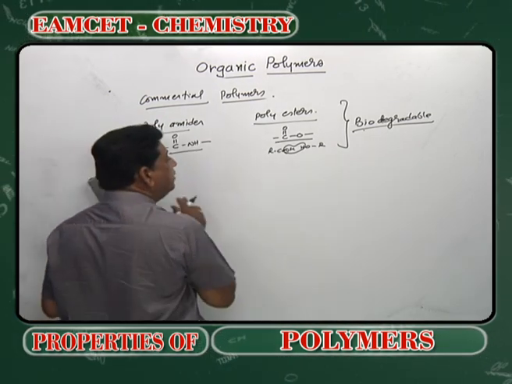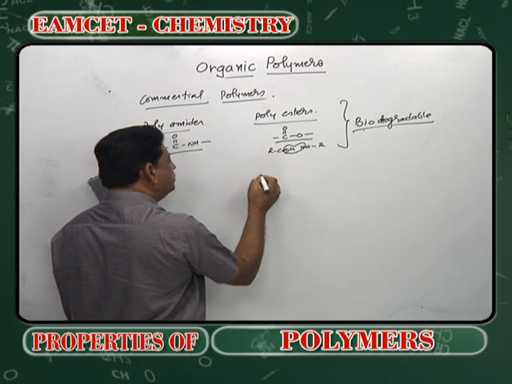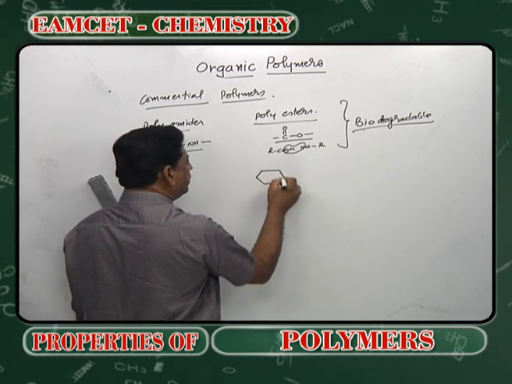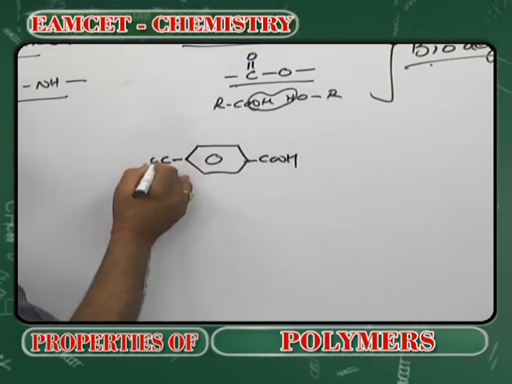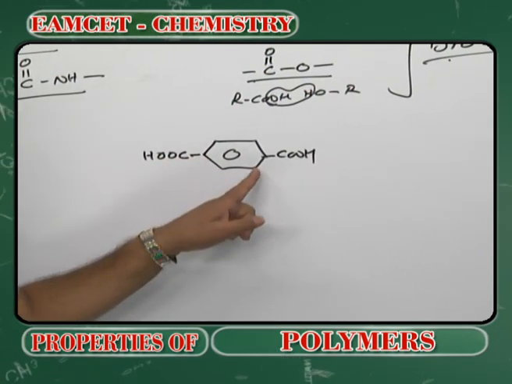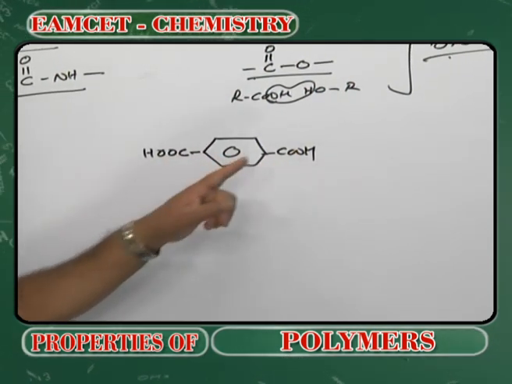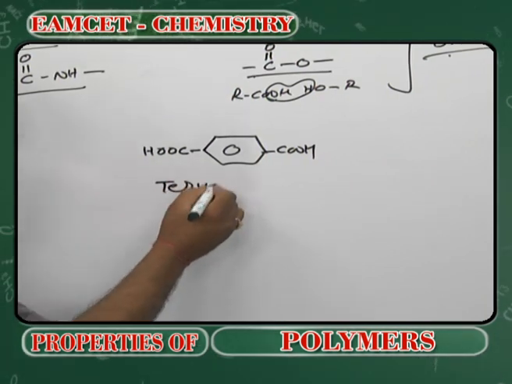Similarly, there is another polymer which is from an acid and an alcohol. There is a carboxylic acid with 2 COOH groups on a benzene ring. One COOH is called benzoic acid, side by side one more COOH is called phthalic acid, but opposite is called terephthalic acid.